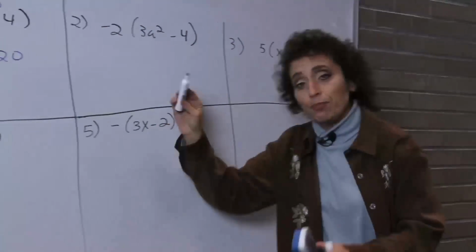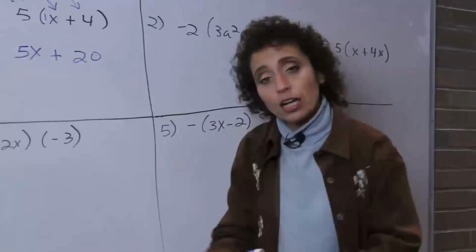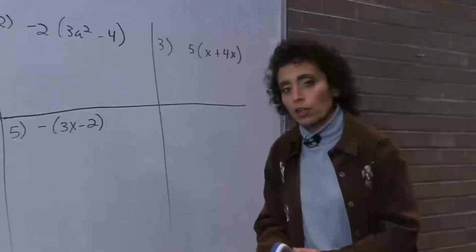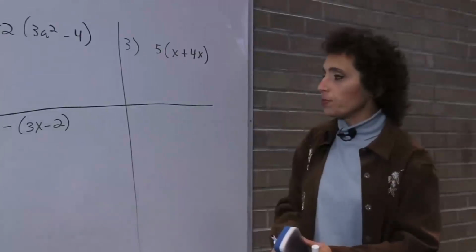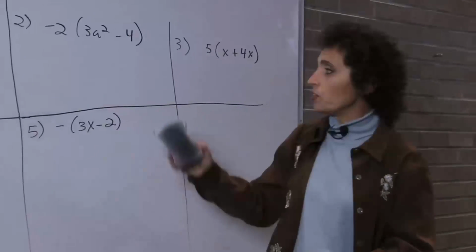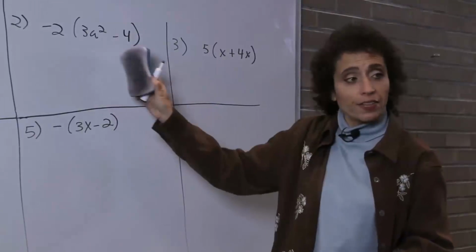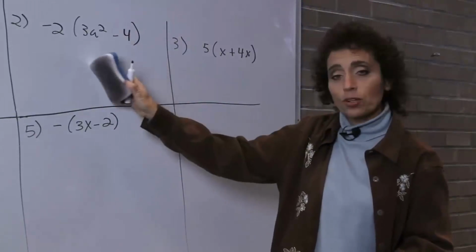And that's your answer. I am done because I cannot combine these. They're not like terms. All right? Let's look at number 2. Order of operations, parentheses first. I look, I cannot combine these because they are not like terms.